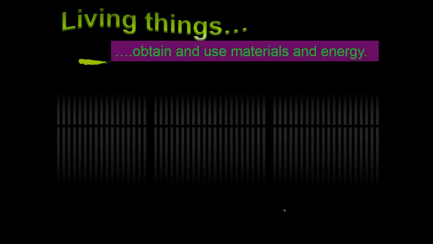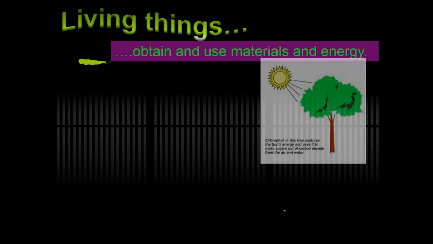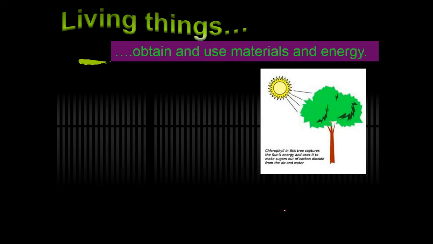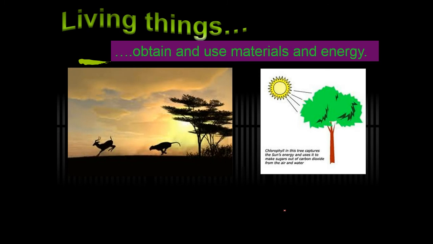All living things obtain and use materials and energy. For example, plants obtain and use energy from the sun to make food through a process called photosynthesis. Animals obtain and use energy from other animals or plants that they eat.